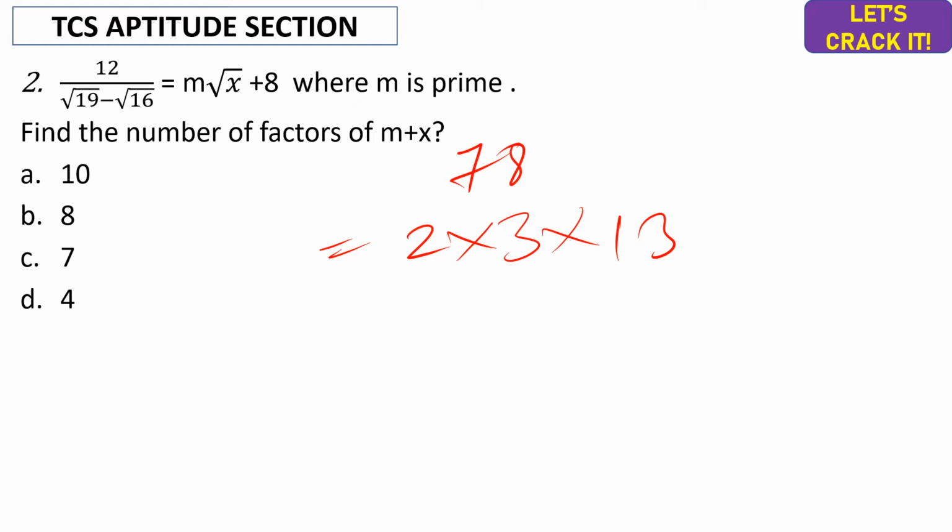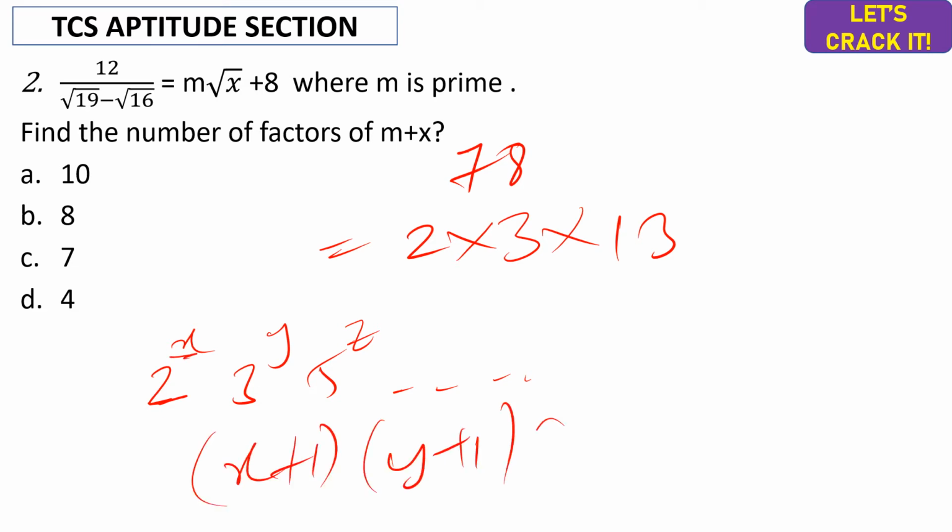Like total number of factors, there is a formula. Whenever a number is represented in prime numbers like 2 power x, 3 power y, and 5 power z, and so on, like all the prime numbers, the formula is multiplying the power plus 1: (x plus 1) into (y plus 1) into (z plus 1), and so on.